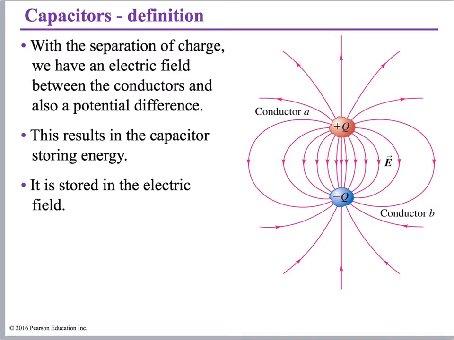So if we suddenly allowed the charge to move, perhaps we know that the negative and the positive charges want to be together. So if they somehow were able to equalize, there would be a sudden release of energy by the flow of that charge. Normally, the way that we think about the storage of energy is that we say that it's stored in this electric field that exists between the conductors.